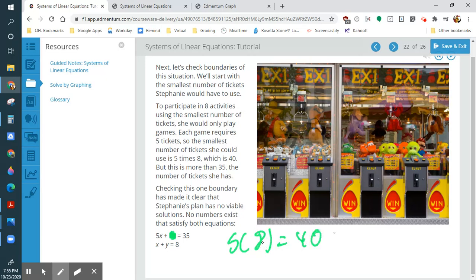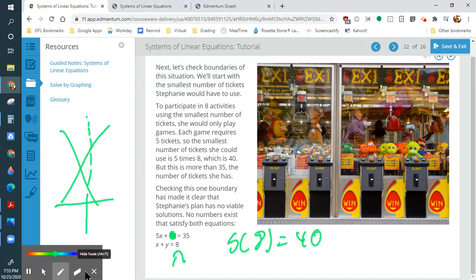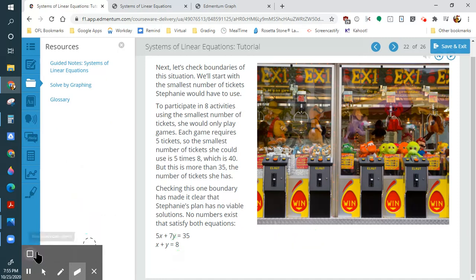Wait a minute, that's 40 tickets. He can't do 8 activities because even if he does the cheapest activity 8 times, it still costs more than the amount of tickets he has. So this is just explaining why this isn't viable. These lines are going to cross at a point where he has to play negative games to be able to do it, which doesn't make any sense. That's not viable. You can't play negative games.